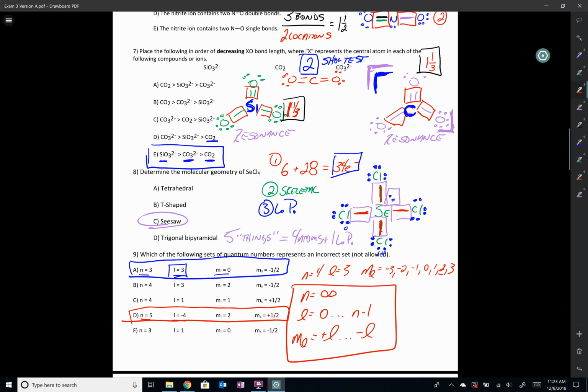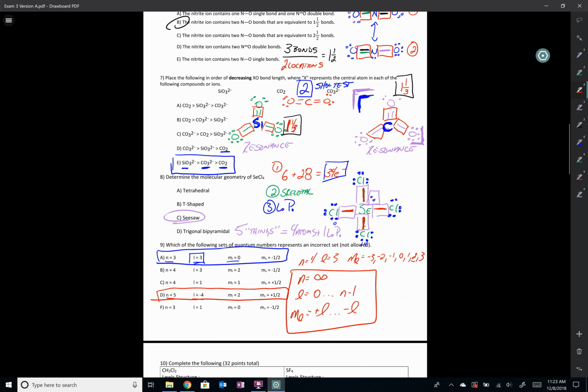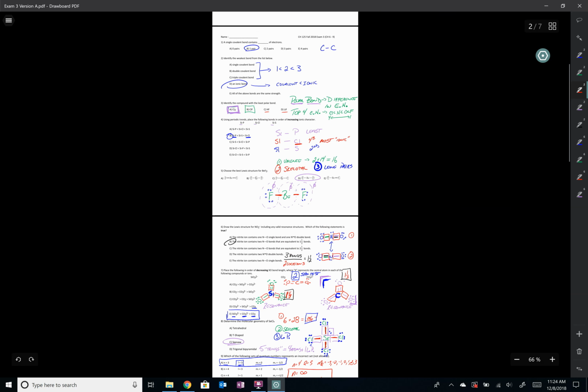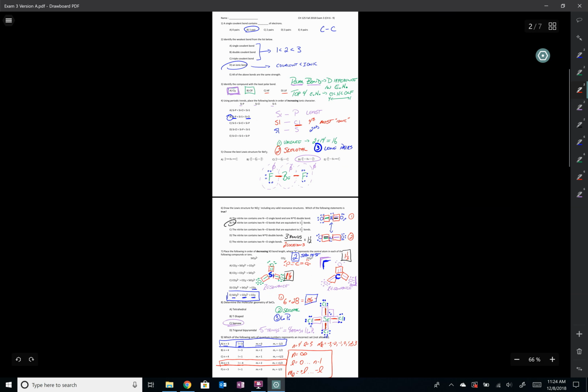All right, so that is the end of the multiple choice. In the next set of videos, we'll move through the Lewis structures that we have to draw on the next pages. So I will zoom out to show you guys the answers, and we will pick it up on the next video.